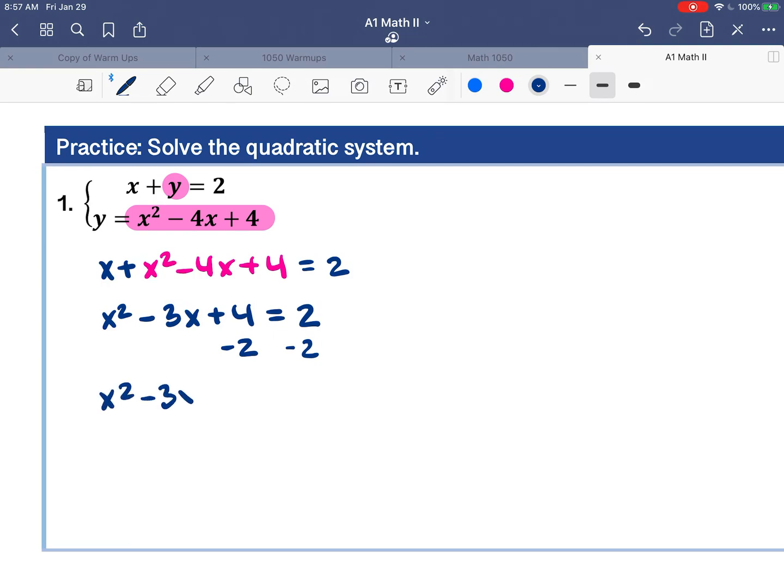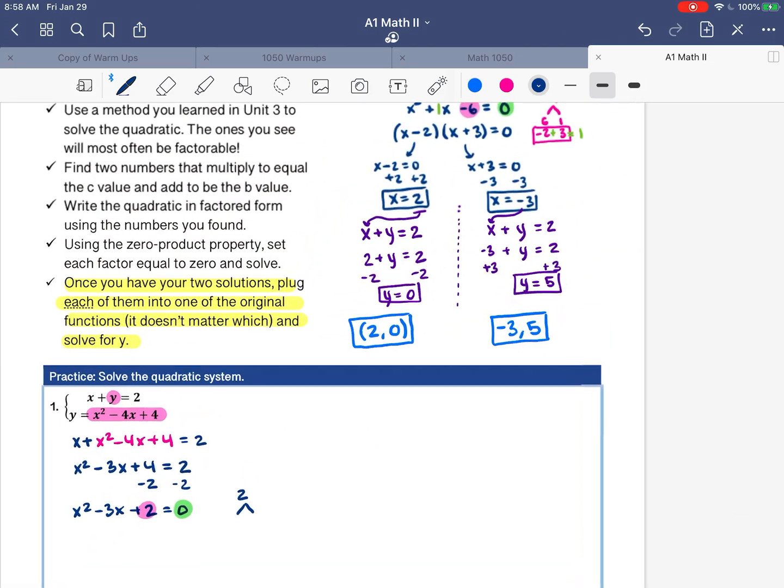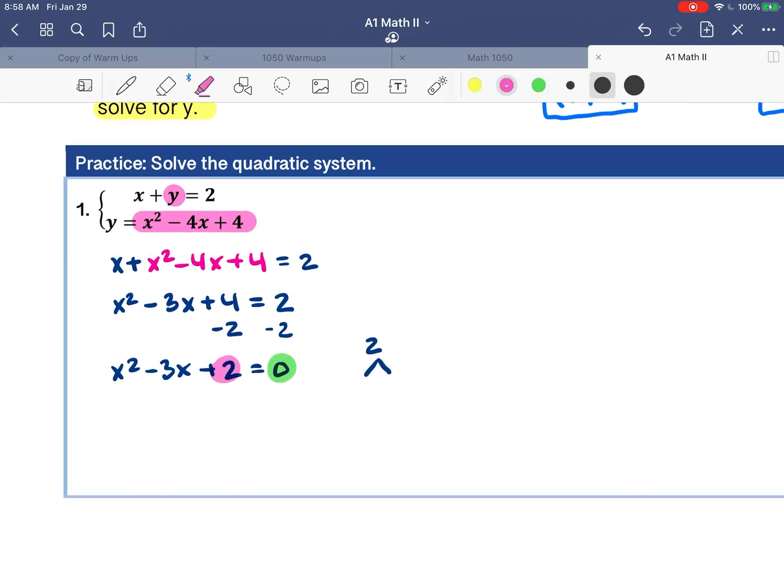The steps are up above if you want to refer to them, which would make me happy because I wrote all of those steps. So now we have equals 0, which is fantastic because our next step is to factor, and that only works if it's equal to 0. So we're going to factor by getting 2 numbers that multiply to 2 and add to negative 3.